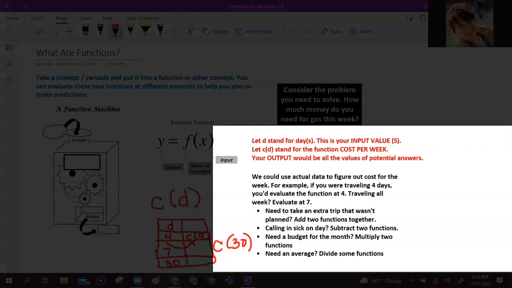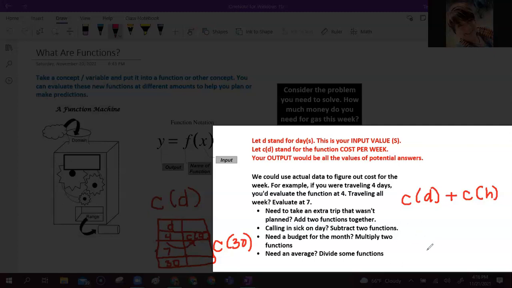Okay, did you need to take an extra trip that wasn't even planned? Well, what you can do in that case is add 2 functions together. So you have the cost that you already had, but now you've got to make an extra trip. Just add that together. So the cost from that extra trip would be some other function, and we add them together. Okay, say that you're not going to be going to work for 5 days, you're calling in sick. That's subtracting 2 functions because you won't be using the car all week.